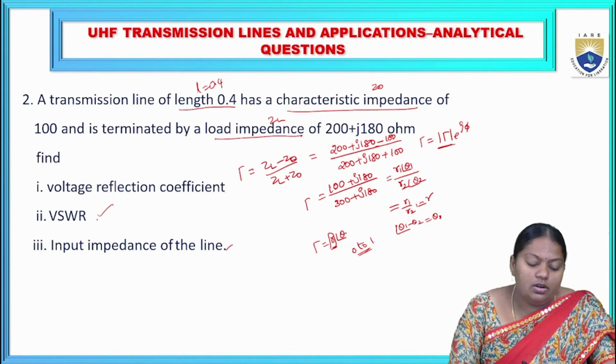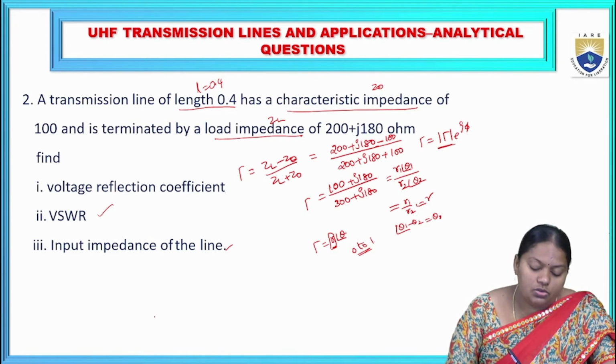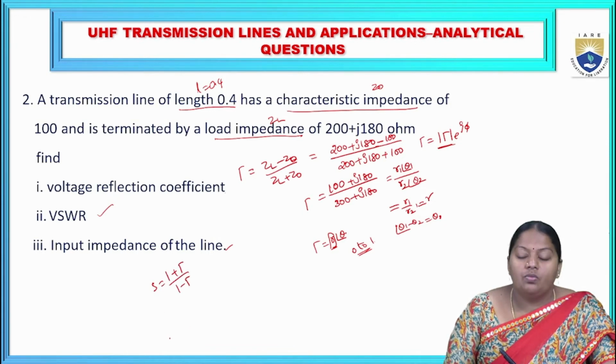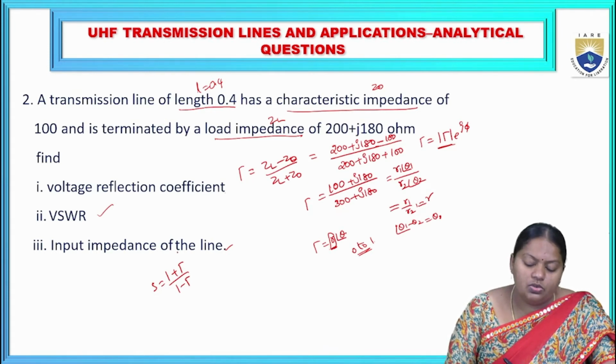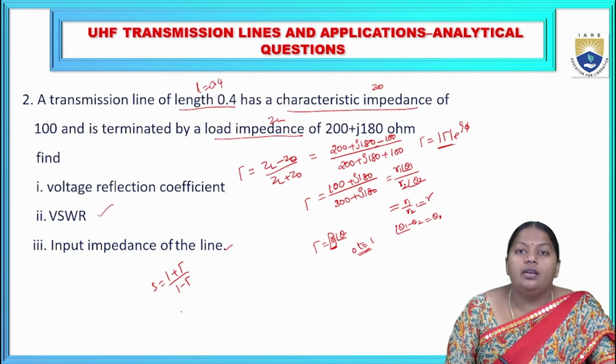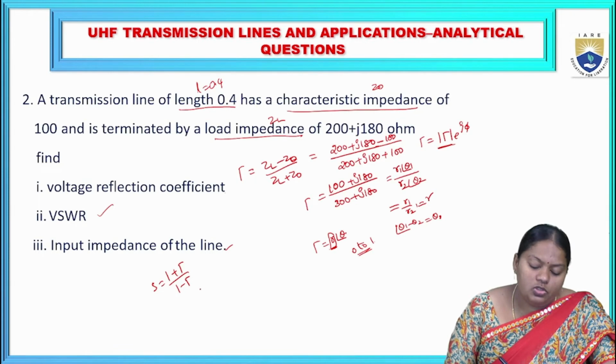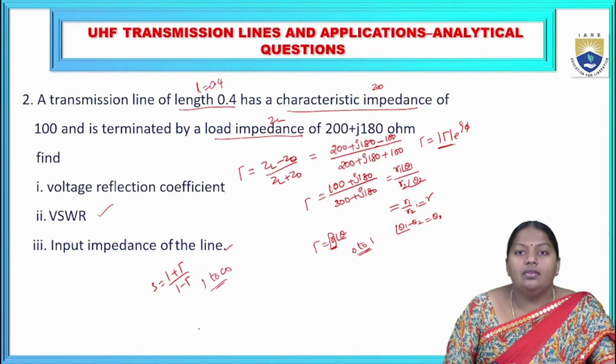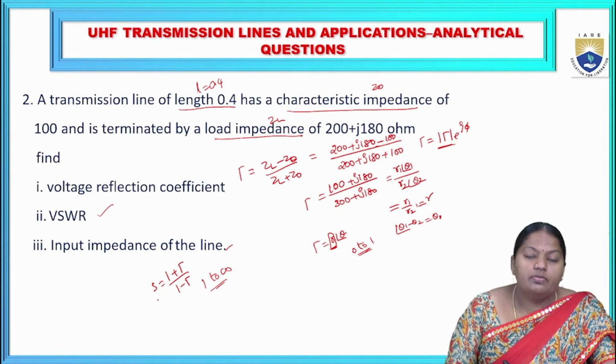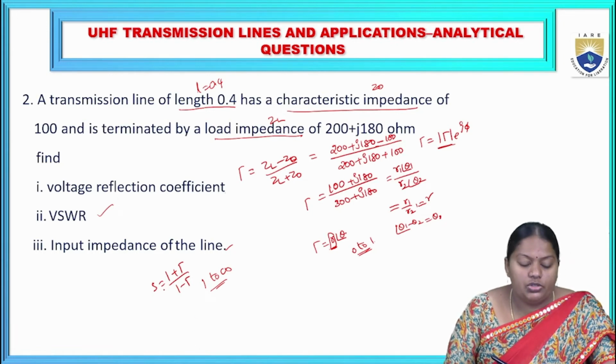Next, in order to find the voltage standing wave ratio, we consider S equal to 1 plus gamma by 1 minus gamma. Whatever magnitude we got from the reflection coefficient, we have to substitute over here to get the value of the standing wave ratio. And this value ranges from 1 to infinity. In between, any value can be obtained for the voltage standing wave ratio.